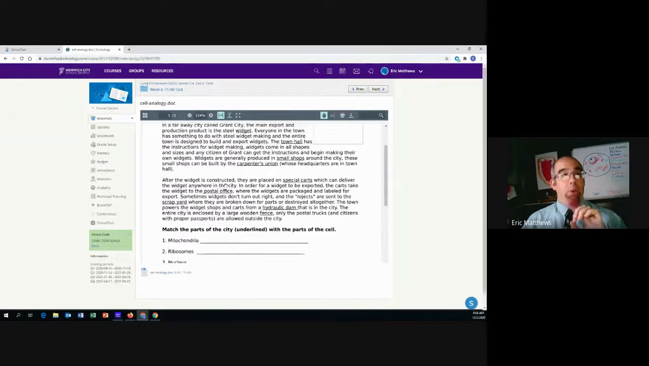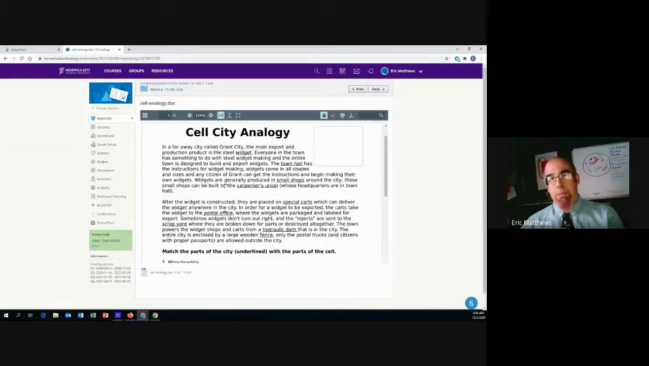Now you need to track through this. If the widget is protein, what makes protein? What organelle makes protein? You should have the answer to that. Once you know the organelle that makes protein, you want to find through this text which underlined term makes widgets. Because if it makes a widget and a widget is protein, then whatever makes the widget has to be the organelle that makes protein. You want to work back from that.